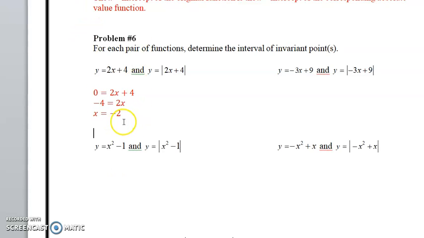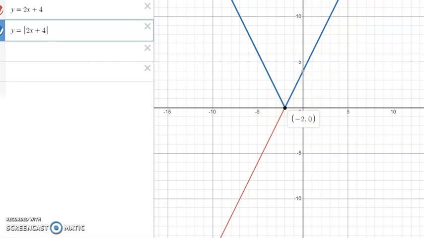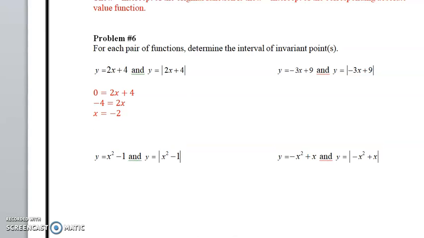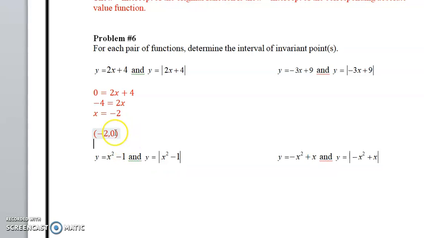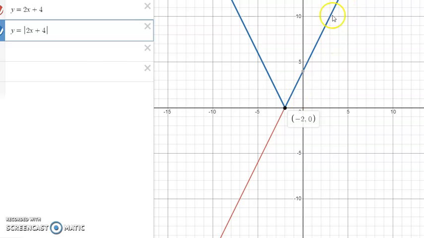I expect that you can do that pretty quickly. Just look at the graph. The graph gives you lots of information. It starts here, and then it's all the values here. So the interval of invariant points starts at negative 2 and 0, and then continues on to the right. The invariant points will start at this x-intercept, and as you can see from the graph, they continue on along here.